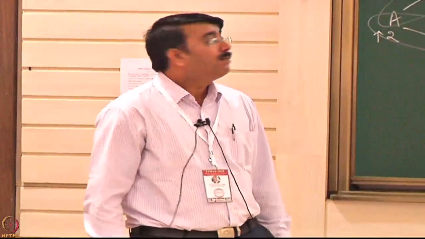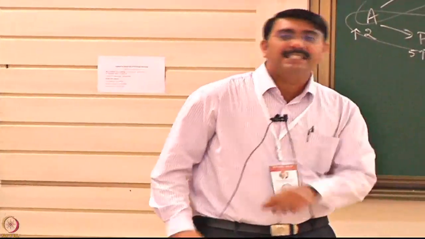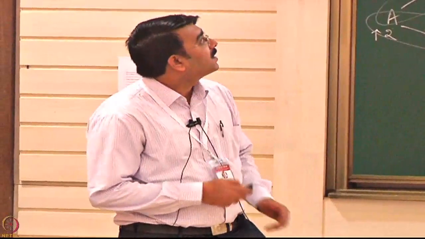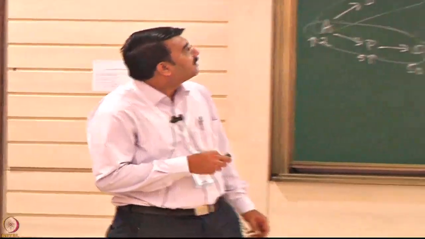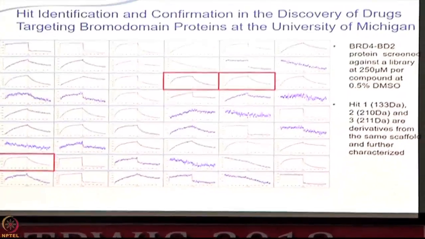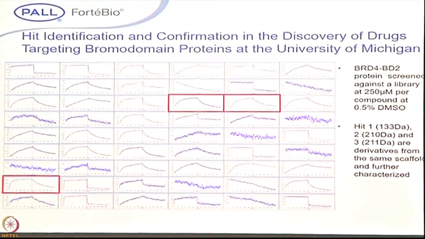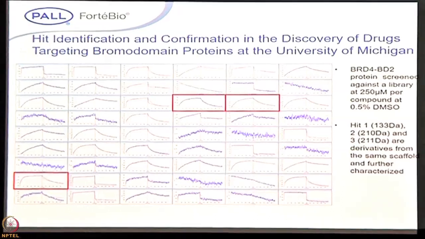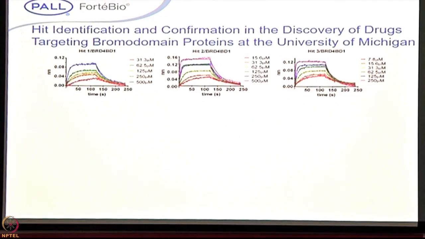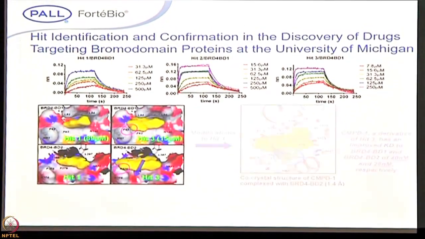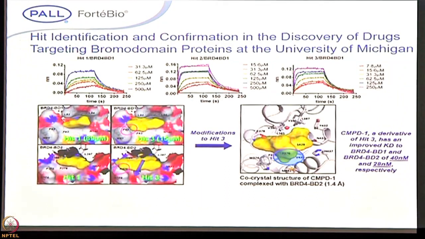One more important area is drug discovery applications, small molecule protein interactions. With one concentration, you can screen as many compounds as possible, and then based on the off rate, you can select the right candidates. This is one of the works from the University of Michigan. They had done a publication on this. They developed three hits with a complete kinetics characterization using this.